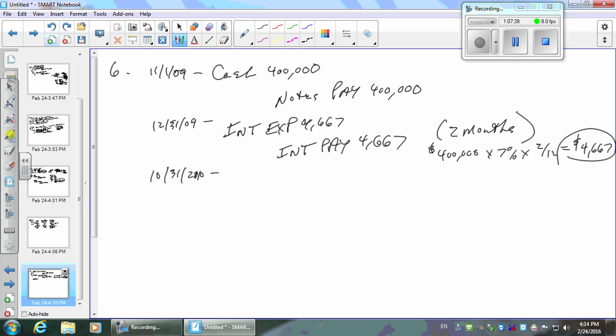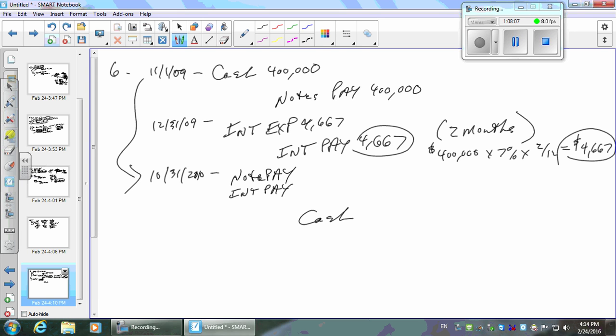How much time went by, you guys? A whole year now. So we're going to pay the whole thing off, right? It's due. What are you going to pay it with? Cash. What are you paying off? Note payable. What else are you going to pay? The interest, which is going to be paying off what? The 2 months interest payable we just recorded gets paid off, doesn't it? Pay the note, you're going to pay the interest payable.